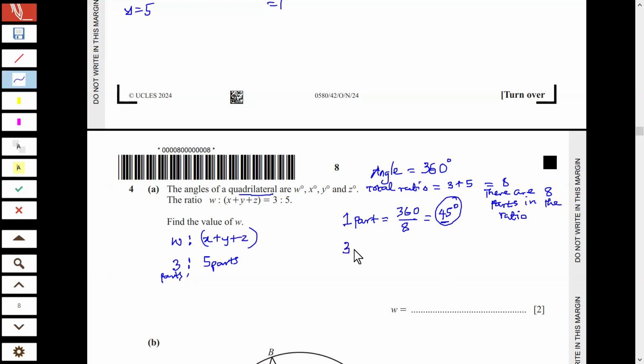So 3 parts will be equal to 45 times 3. For 3 parts, we know the value of one part. So 3 parts will be 45 times 3. And that should give us 135 degrees as the answer to that.